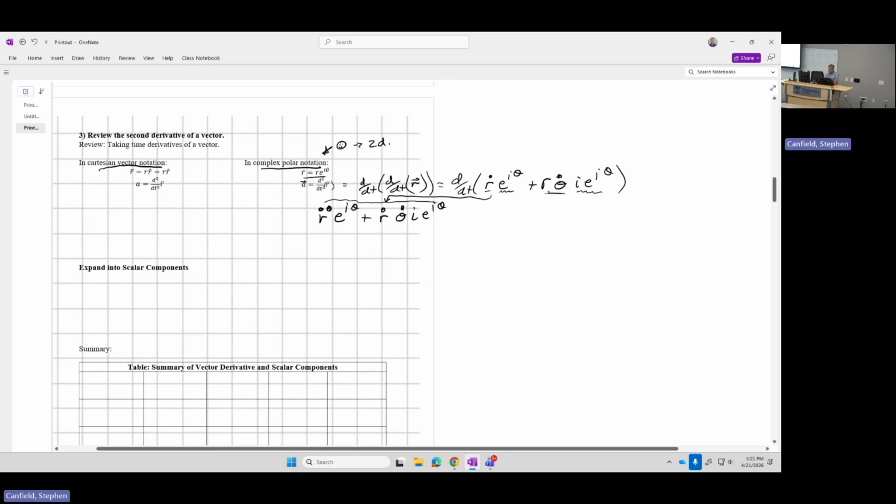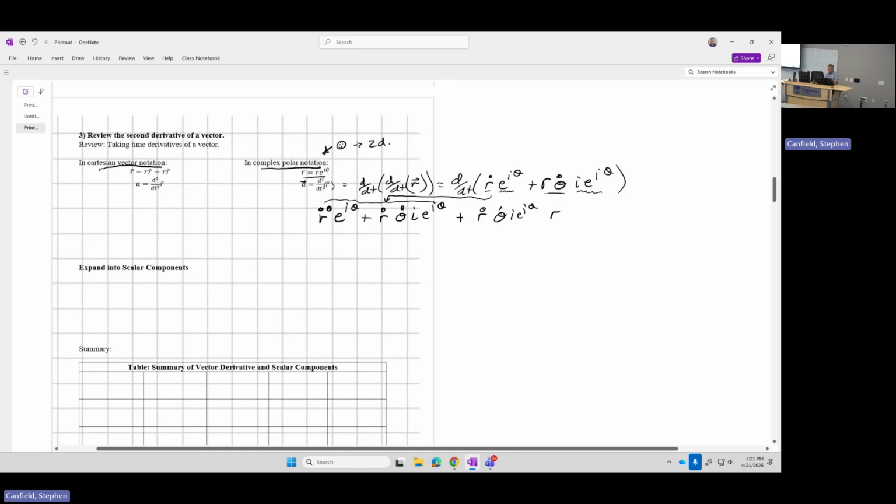Now I've got to go to my second term. Now the second term's got three parts. It's got an r, a theta dot, and an i e to the i theta. So let's do each one in turn. First we get the derivative of the first, which is r dot, times theta dot i e to the i theta. So that's the first term.